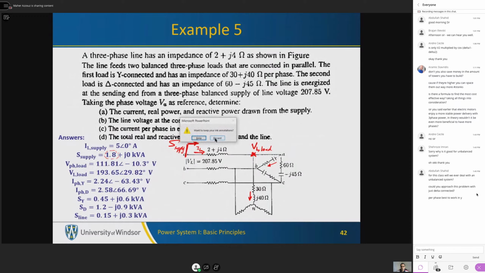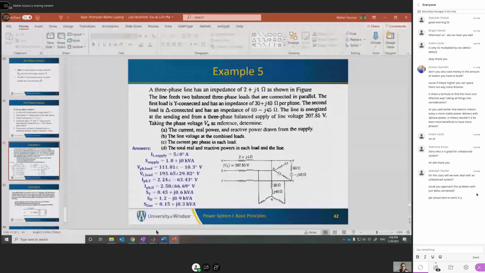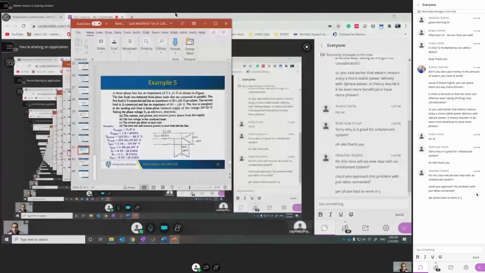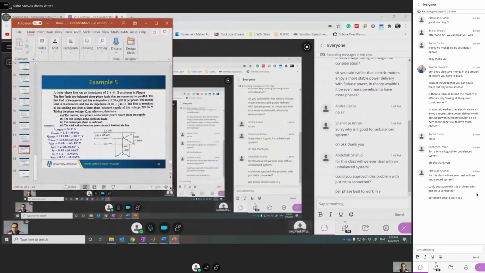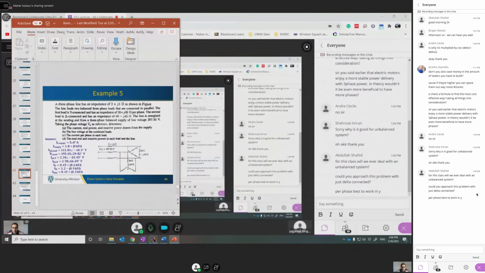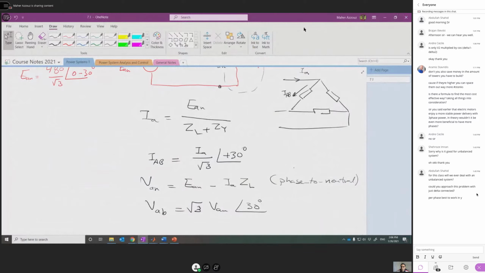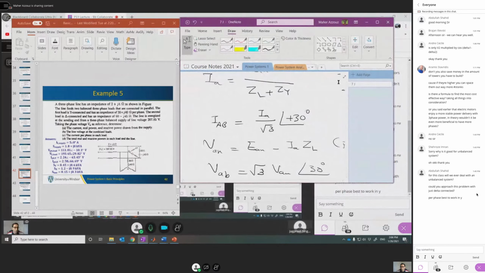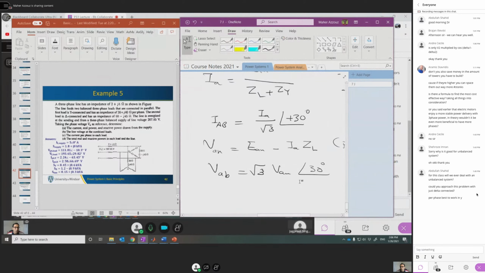Let me switch to my notes. So the first step, I'm gonna try to decrease this screen to have it here, just to remind you. And the other one, I'm gonna minimize it and put it here. Okay.